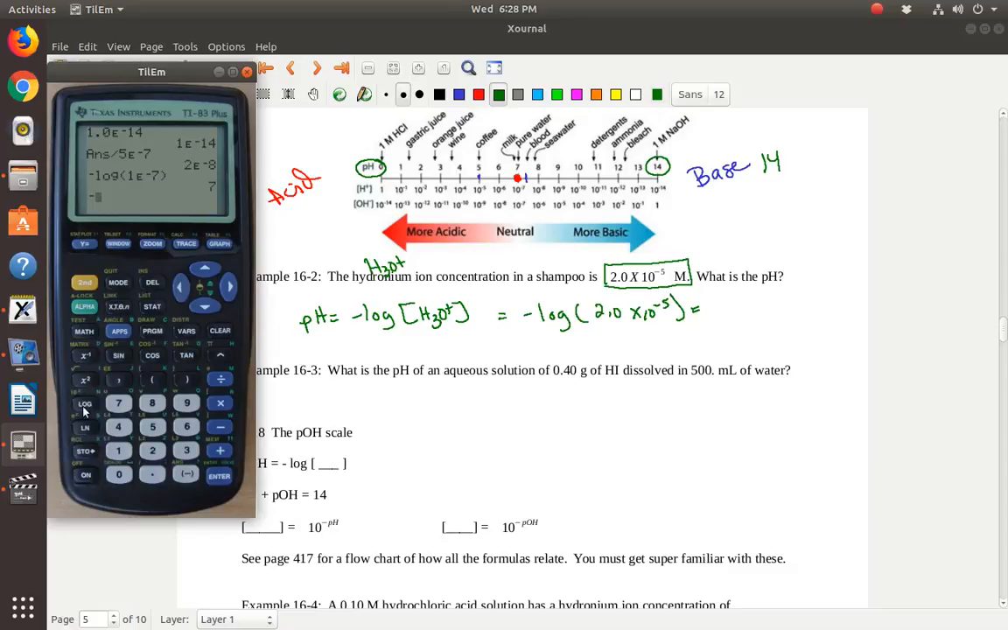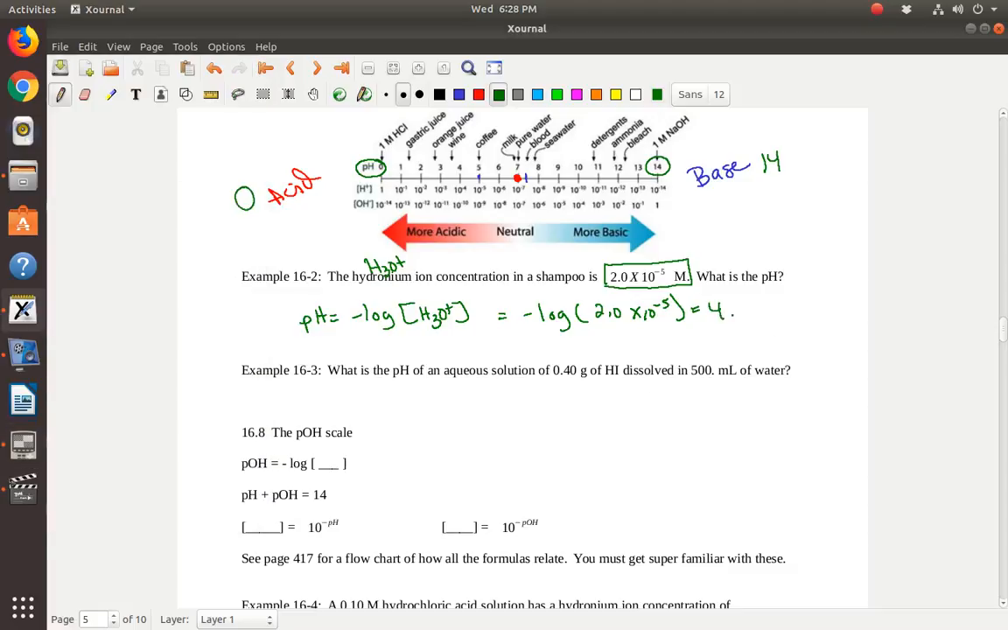Negative logarithm, 2.0, second function, negative 5, close parentheses, enter. So I got 4.7. This has a pH of 4.7. Where does that fall on the pH scale? Well, 4.7 is down here somewhere. So this is an acidic shampoo. The pH of that shampoo is closer to the acid side than the base side.